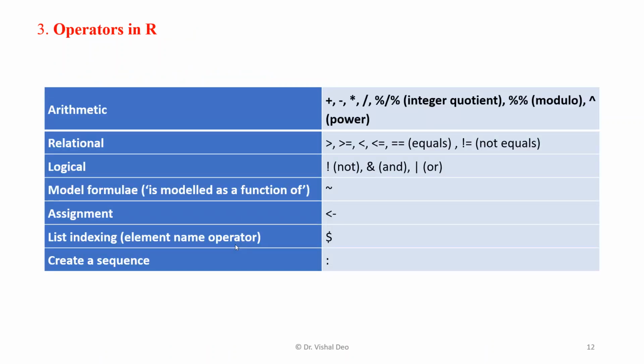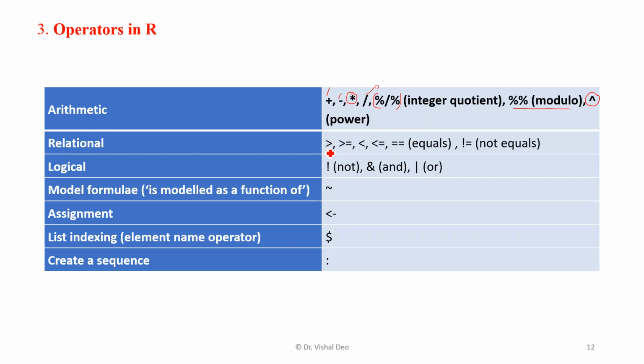Now, basic operators which are available in R. First are arithmetic operators, available for arithmetic operations. There is addition, subtraction, and the star mark is for multiplication. This forward slash is for division. This percent slash percent gives you the integer quotient when we are dividing one number by another. This double percent is the modulo function. This symbol is used for power. So these are some basic arithmetic operations available in R.